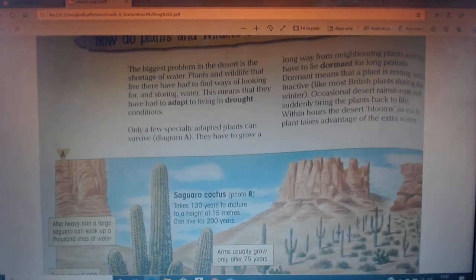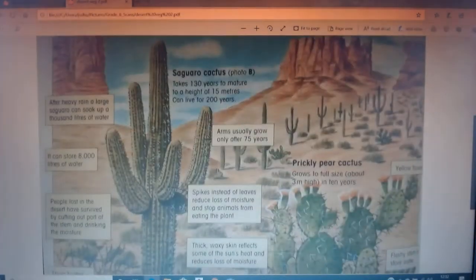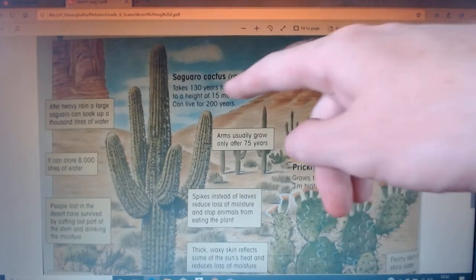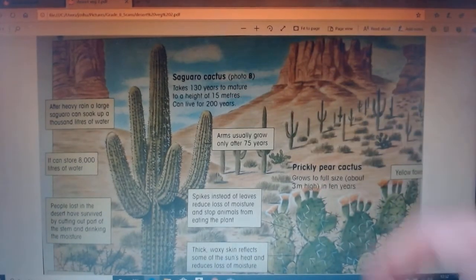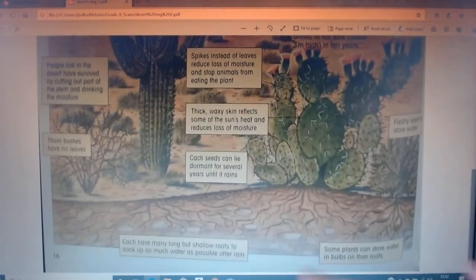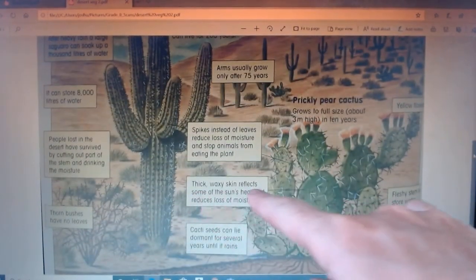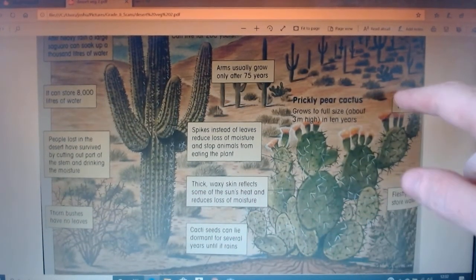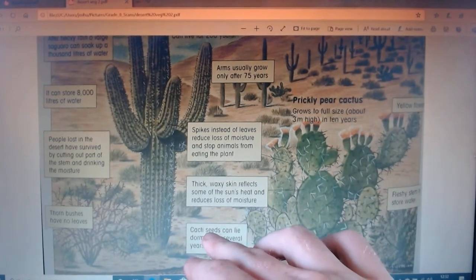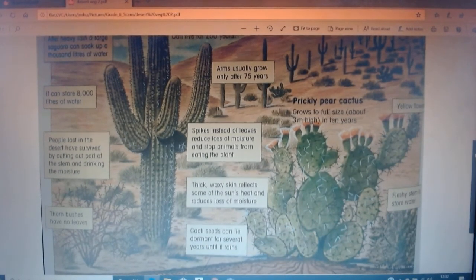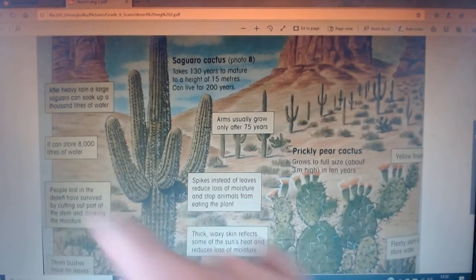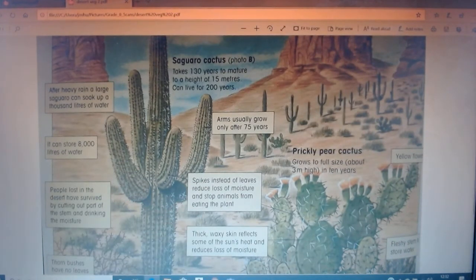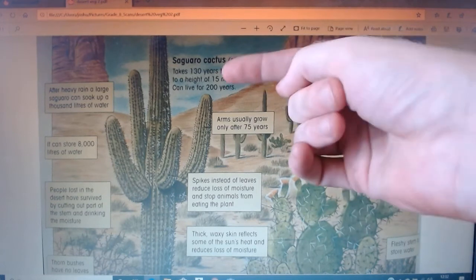Now, part of your assignment will stem from the bottom side of this sheet. You've got 2: the saguaro cactus and the prickly pear cactus. The diagrams are very clear for you there. It shows the roots underground. It talks about the types of waxy skin, the types of flowers, and the seeds. Lots of things, like how much water it can store and so on. It also tells you how long it takes to mature.